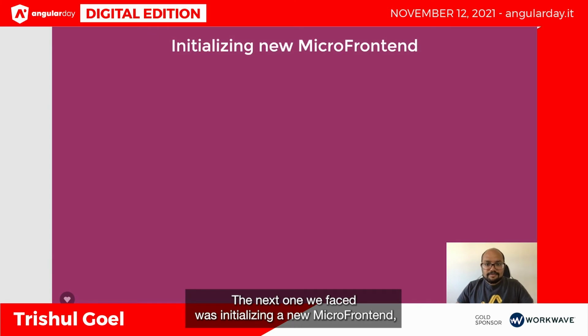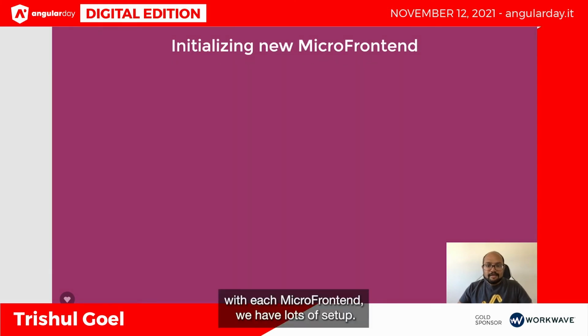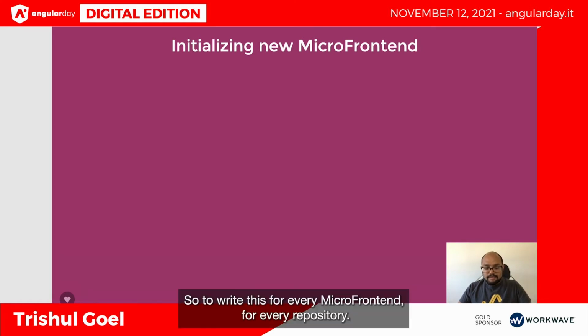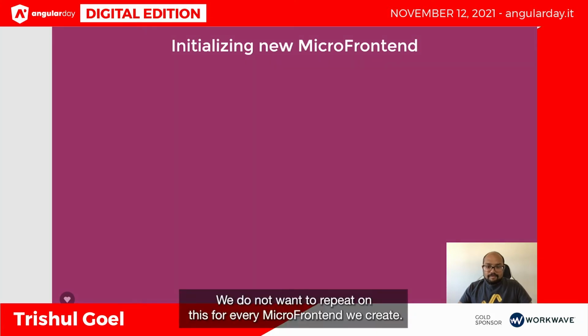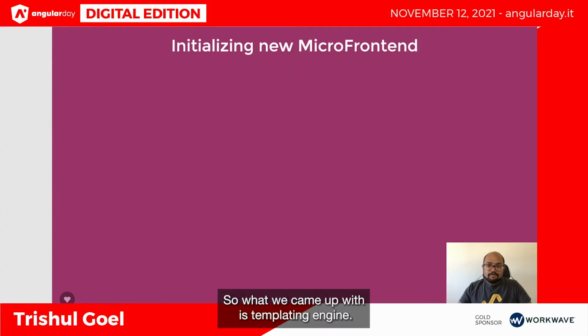The next challenge we faced was initializing a new microfrontend. With each microfrontend, we have lots of setup. For example, CI pipelines, the S3 upload script, the Kubernetes setup, the Docker setup, and whatnot. To write this for every microfrontend, for every repository, was really a pain. We do not want to repeat this for every microfrontend we create. So what we came up with is a templating engine.